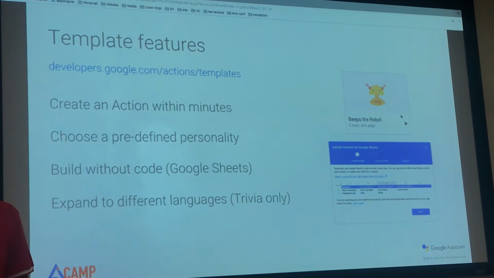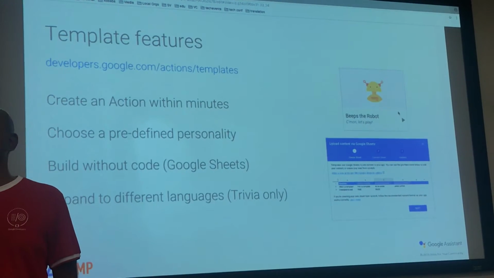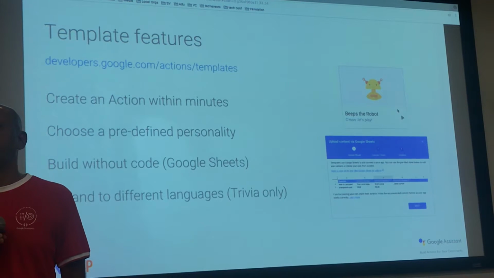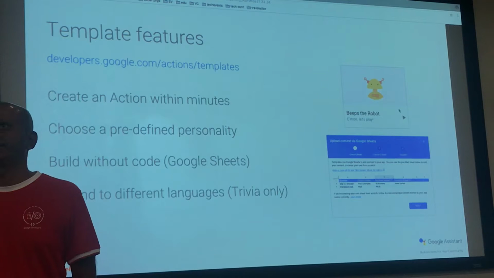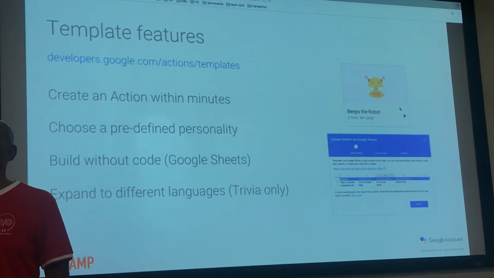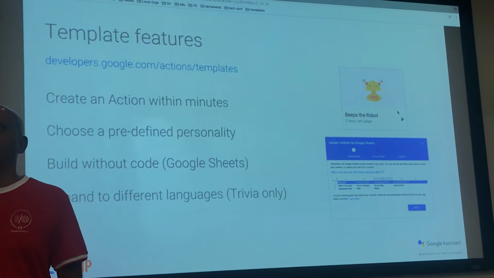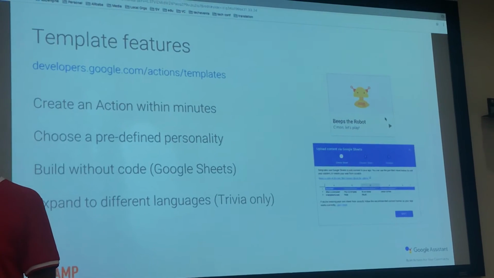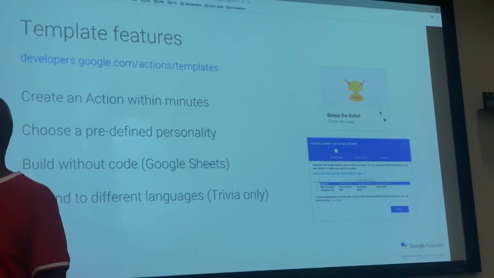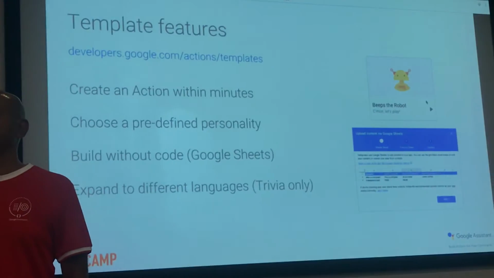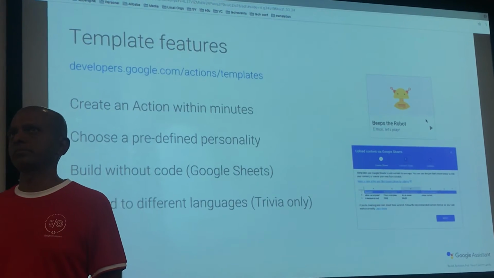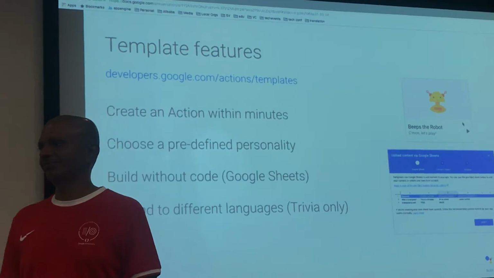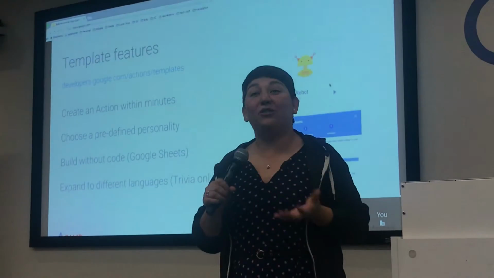What's really nice about templates is that you can make your action within minutes. This is a nice, fast way to get something done. It has predefined personalities. My favorite is the robot one, but there are 3, I believe, at the moment. And again, you don't have to use code, you just use a Google Sheet. You could expand it to different languages with the trivia only. That's what we have set up. So really fun, super easy. If you have kids, especially little ones, this is a great way to interact with them and have them build their own thing too.